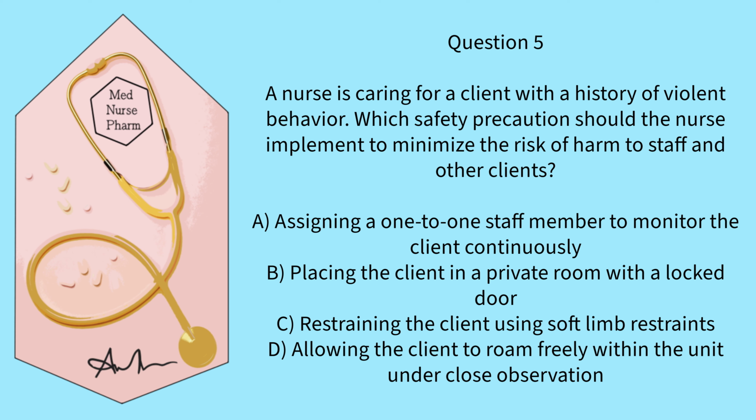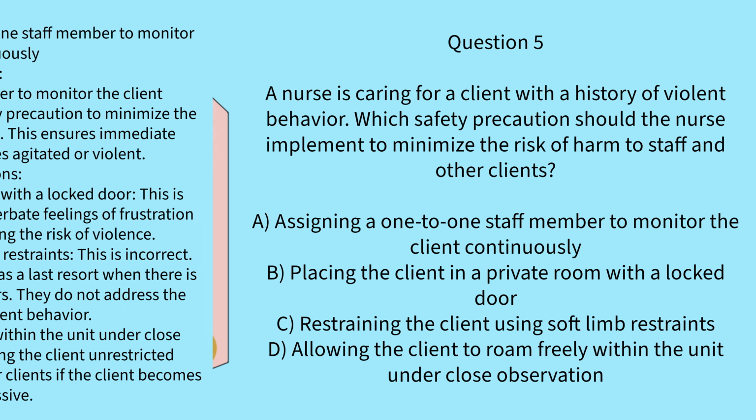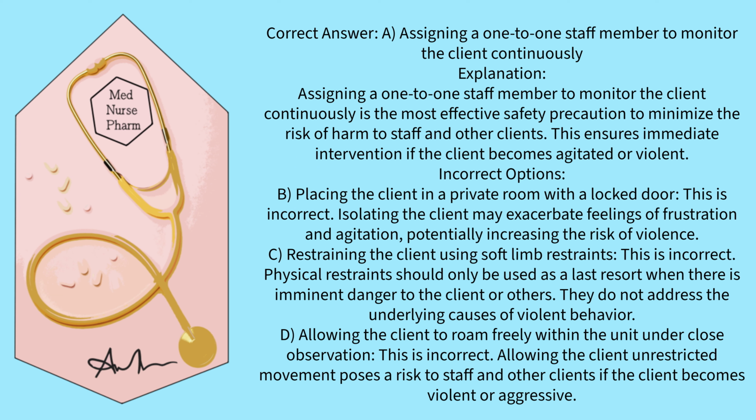Question 5. A nurse is caring for a client with a history of violent behavior. Which safety precaution should a nurse implement to minimize the risk of harm to staff and other clients? A. Assigning a one-to-one staff member to monitor the client continuously. B. Placing the client in a private room with a locked door. C. Restraining the client using soft limb restraints. D. Allowing the client to roam freely within the unit under close observation. If you chose option A, you are correct.